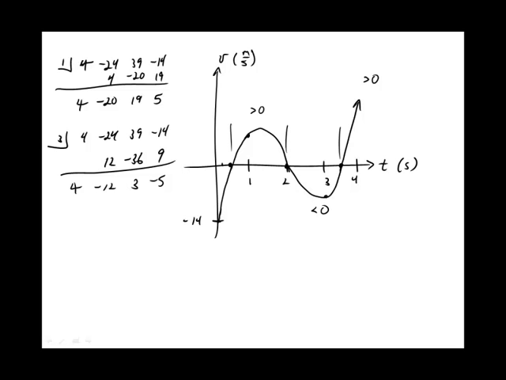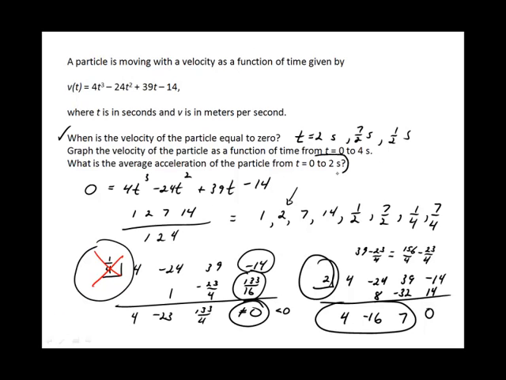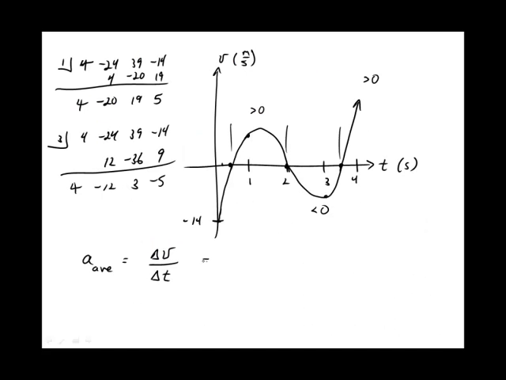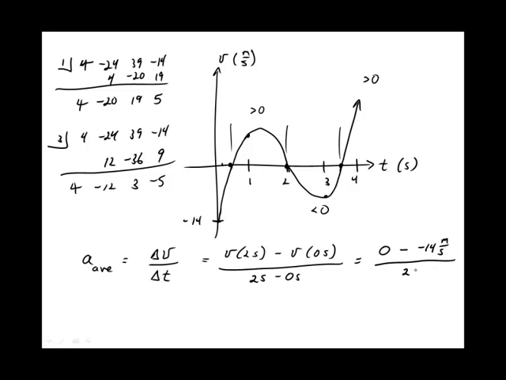Finally, the question asks for the average acceleration. By definition, the average acceleration is the change in velocity over the change in time. And I'm asking for the average acceleration from 0 to 2 seconds. So it's the velocity at 2 seconds minus the velocity at 0 seconds, all divided by 2 seconds minus 0 seconds. The velocity at 2 seconds was equal to 0. The velocity at 0 seconds was -14 meters per second. Got to keep your units. And then 2 seconds minus 0 is 2 seconds.